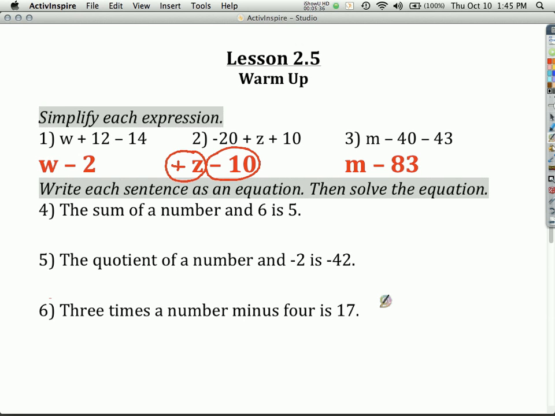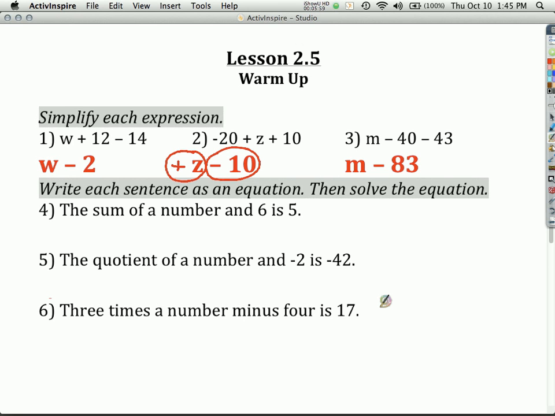Wow. You got to add. I can't change that. So we'll get back to number 3 in a couple of minutes because that's going to be important for later on. But let's get the rest of these.